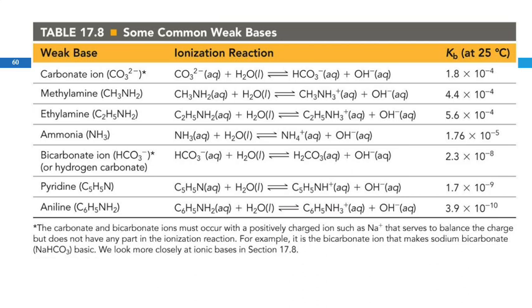There are a lot more weak bases than strong bases. Here are some of them, and here are the Kb values. There's a much more extensive table in the appendix at the back of the book. Many of these are forms of ammonia, basically.